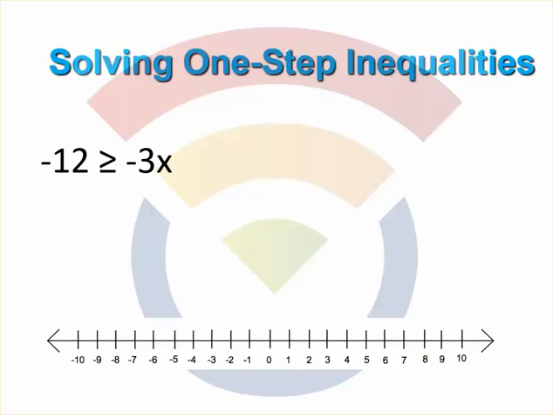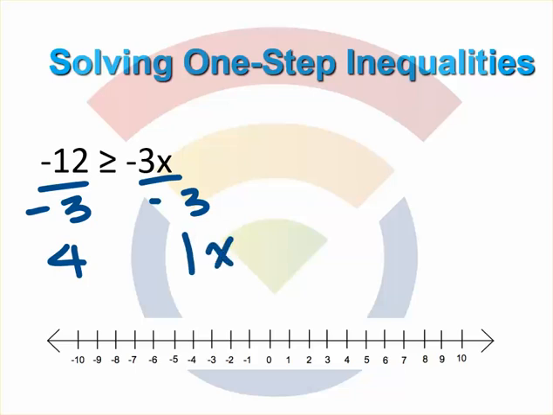Negative 12 is greater than or equal to negative 3x. Okay, I want to get x by itself. That means I'm going to have to divide everything by negative 3. Negative 12 divided by negative 3 is positive 4. On the right, negative 3 divided by negative 3 gives me positive 1x. Now here's the thing. We divided by a negative number, so we're going to flip that. The direction switched from greater than or equal to, to less than or equal to.